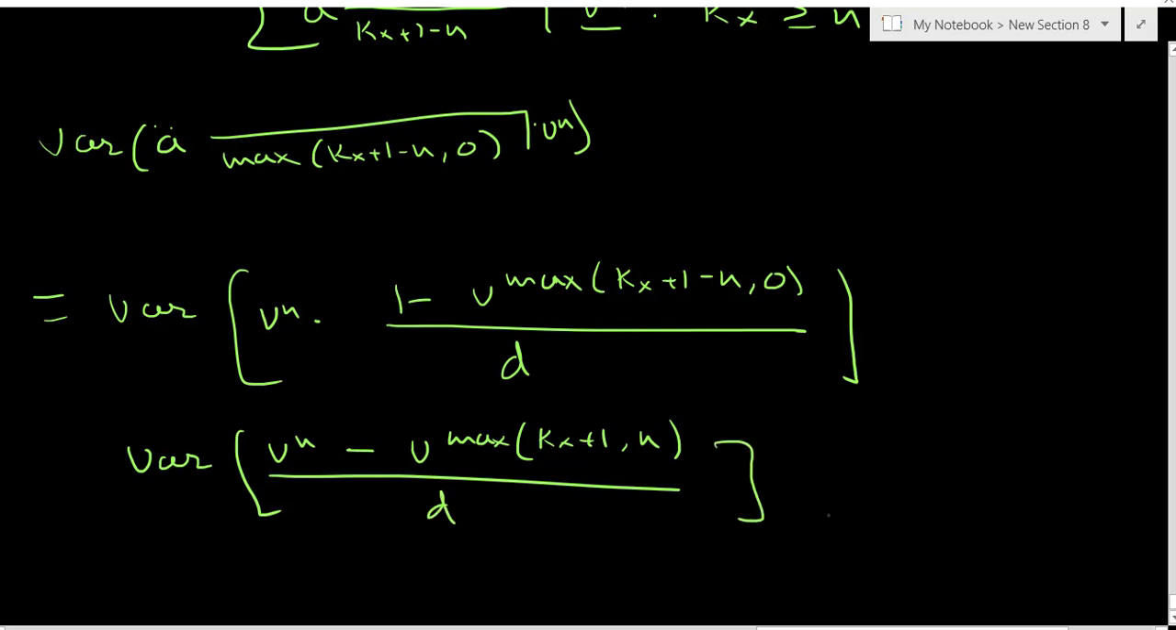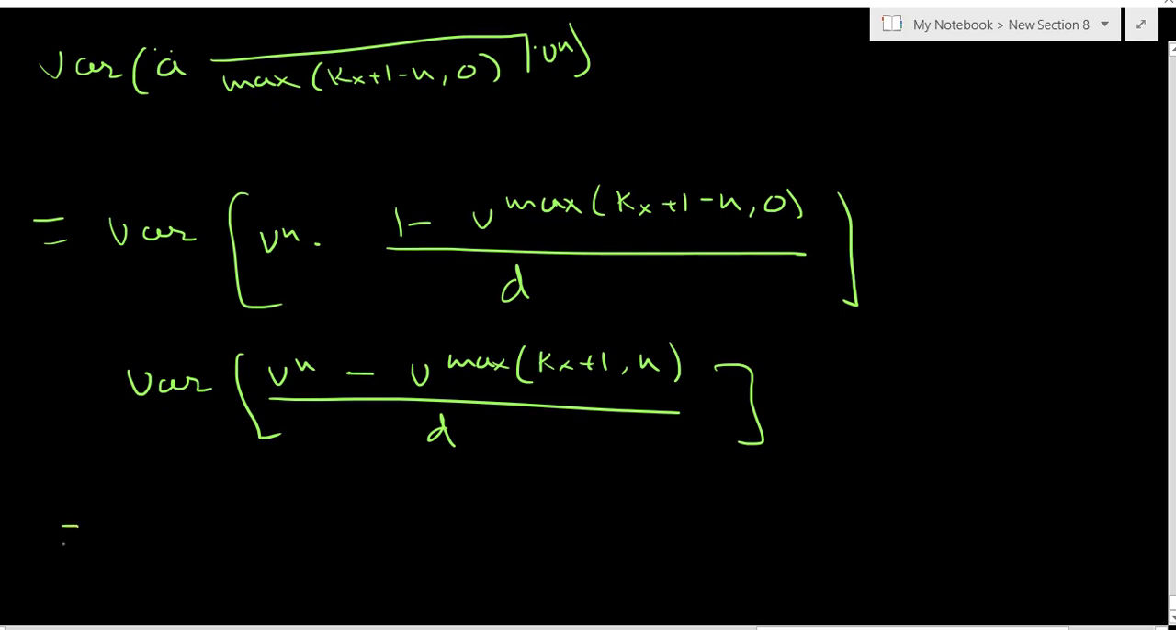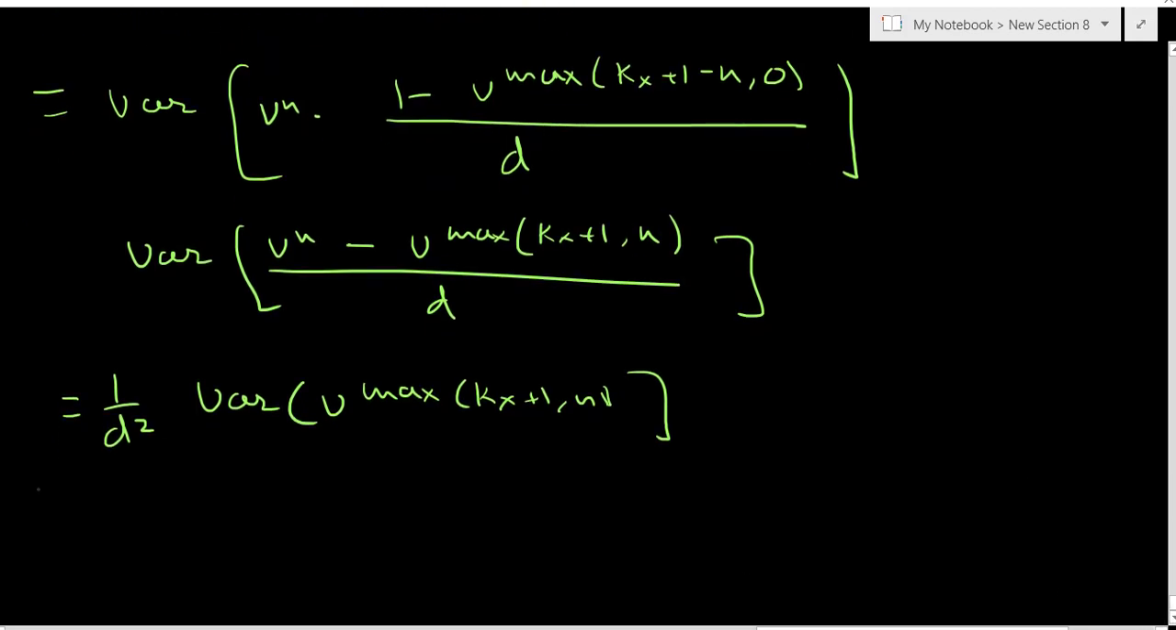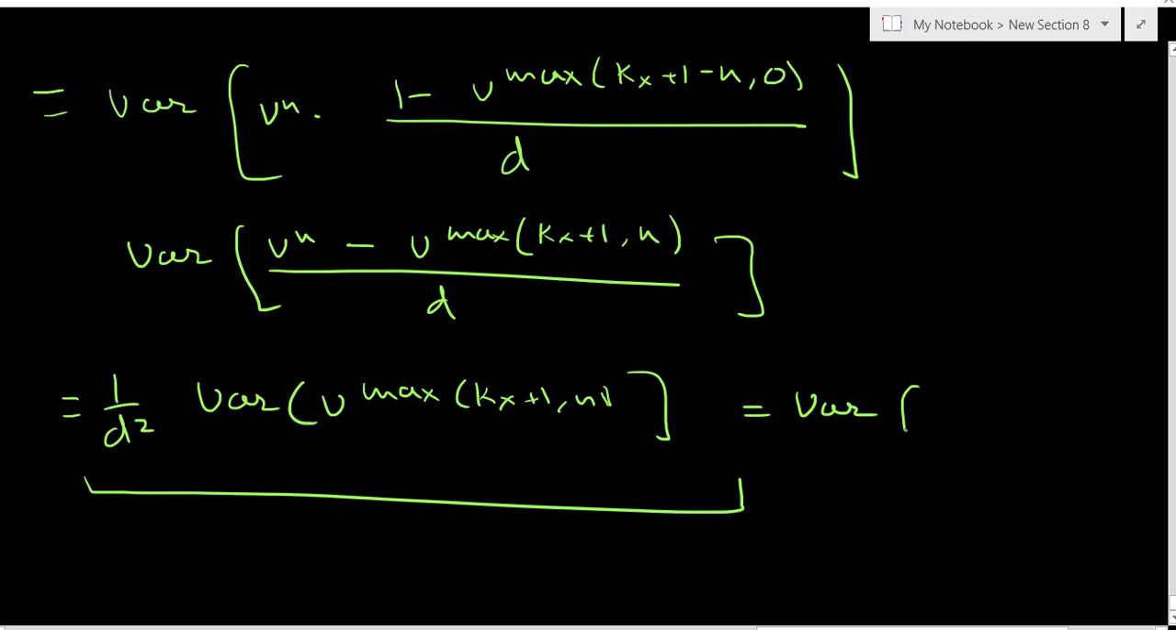Okay, now the way ahead is very simple. d comes out, it becomes 1 over d square. This is obviously independent of any constant, so it becomes v to the power of maximum of v to the power of kx plus 1 comma n. Now you must have noticed something really beautiful here, and if you couldn't, I am going to tell it to you. This is basically the same as the variance of a guaranteed annuity payable in advance. You can turn back your pages and see.